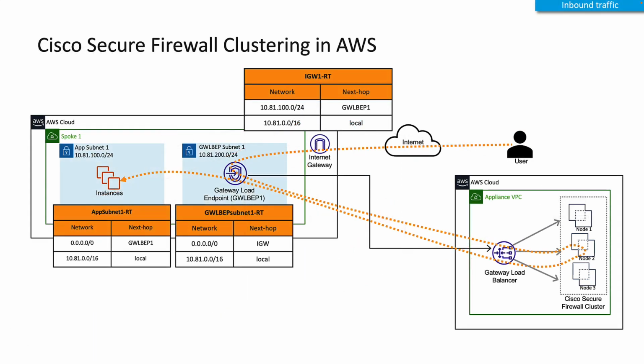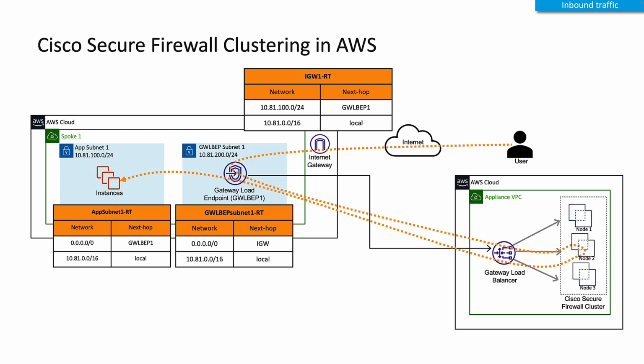Now let's look at the traffic flow as well. In this architecture, on the right-hand side, we have the appliance VPC, or you can call it the security VPC as well, where you have your gateway load balancer doing Geneve with a firewall cluster. You have node 1, node 2, and node 3 in the firewall cluster. And then we have the spoke VPC. Inside of our spoke VPC, there is an instance, and the requirement is to inspect all our inbound traffic.